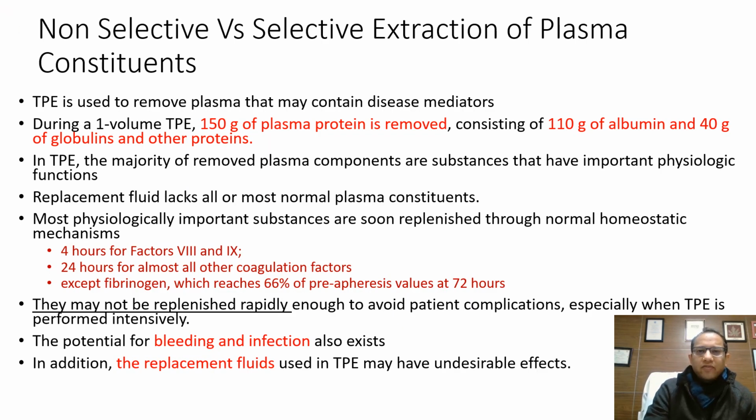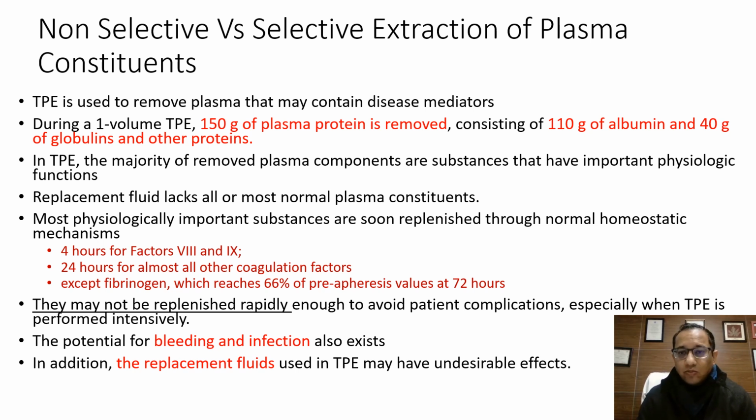Now, coming to non-selective versus selective extraction of plasma constituents, we all know that 63% of the disease mediator is removed in one plasma volume exchange when we perform that. But then also with it, a lot of normal stuff or the normal physiological ingredients are also removed. If you see, during one plasma volume exchange, 150 gram of plasma protein is removed. Now, this 150 gram means that 110 gram of albumin and 40 gram of globulins and other proteins is removed.